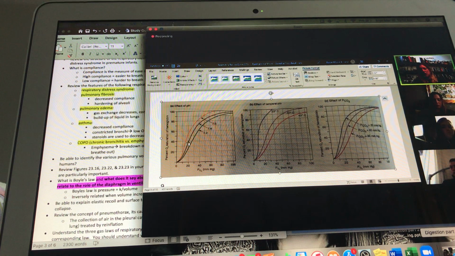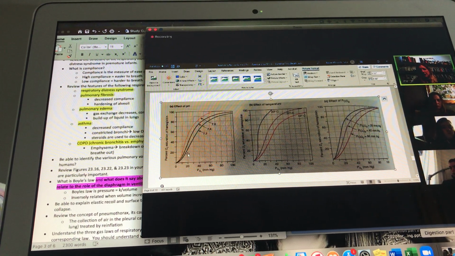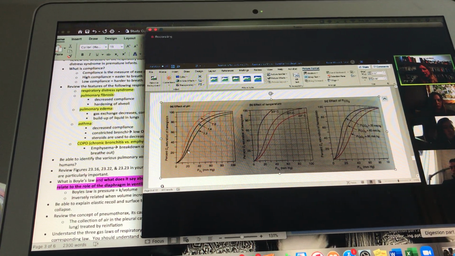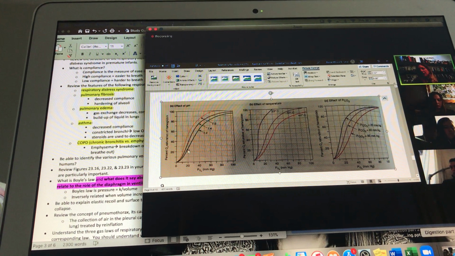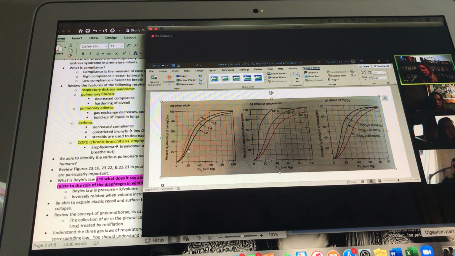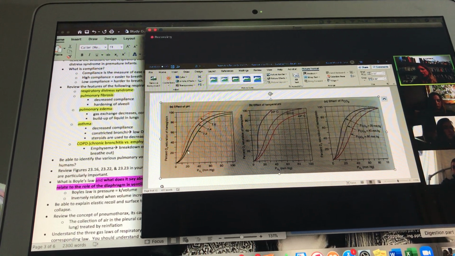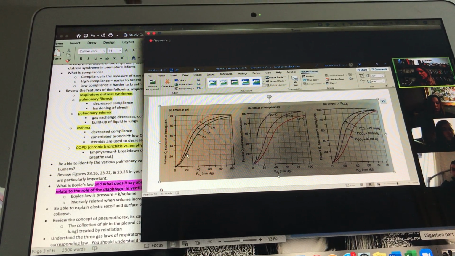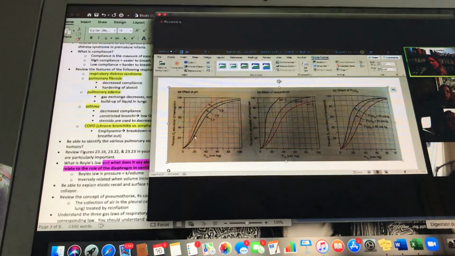But then if we have a lower pH, we can look and see that at that same point, maybe only 25% is saturated, meaning that 25% of the hemoglobin is still holding on to its oxygen, and the rest of it has already delivered the oxygen to those tissues.